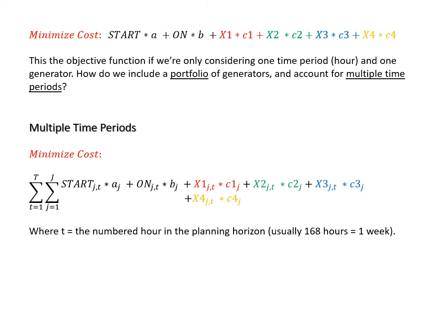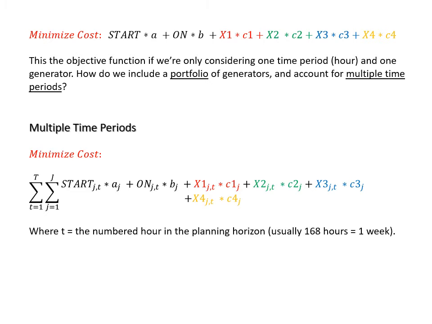We're adding T subscripts for the start, on, and all the X's. So we're not adding T's onto A, B, or the C's because those are characteristics of the power plants themselves, right? So A is the dollar value per start, B is the dollar per hour fixed cost, and all the C's are the slopes of the piecewise cost function. So they represent the marginal cost associated with different zones of the cost function. And so all of those are specific to a J value, a particular generator in the portfolio, but they don't vary through time. At least we're going to assume that they don't vary through time.